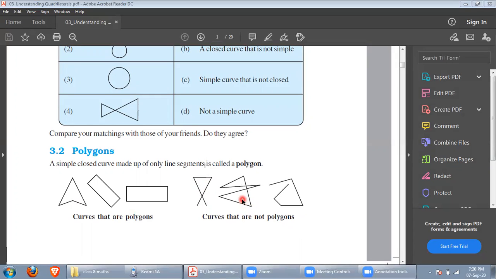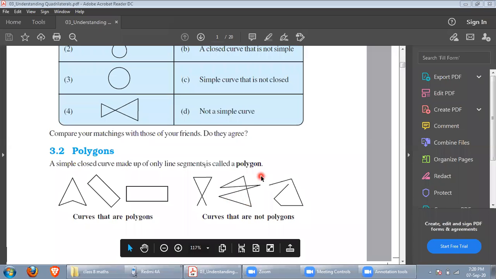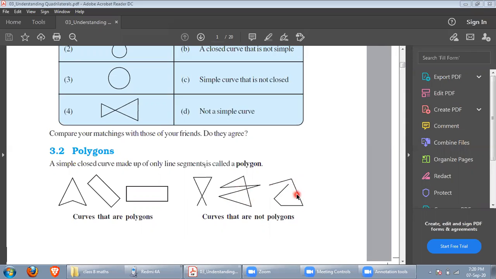Again, the second one, there is crossing. Even though they are made of line segments, it's not a polygon. Again, the third one, it is made up of line segments and simple because there is no crossing, but it is not closed. So this is not a polygon.